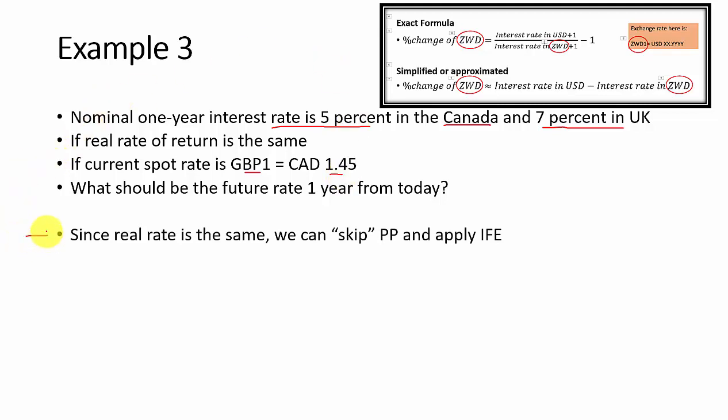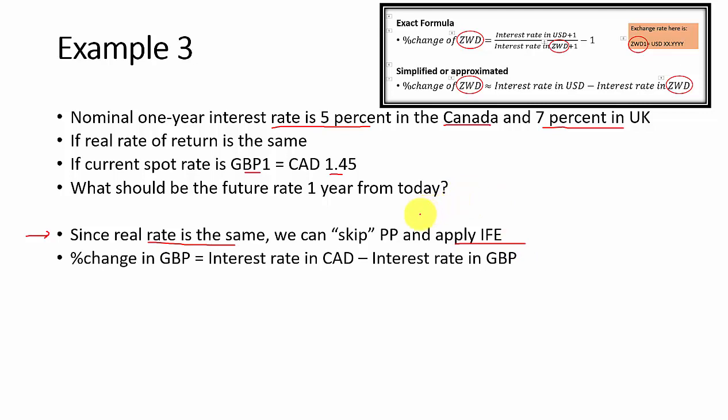As we discussed before, because the real rate is the same, we can apply the IFE formula right away. In this case, now be careful. In this case, we calculate the percentage change in pound equal to interest rate in the other currency, which is CAD, minus the interest rate in pound. So again, we have to pay strict attention to which currency we analyze and the order in the formula.